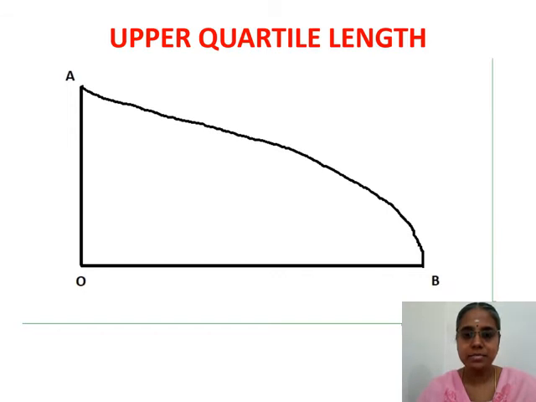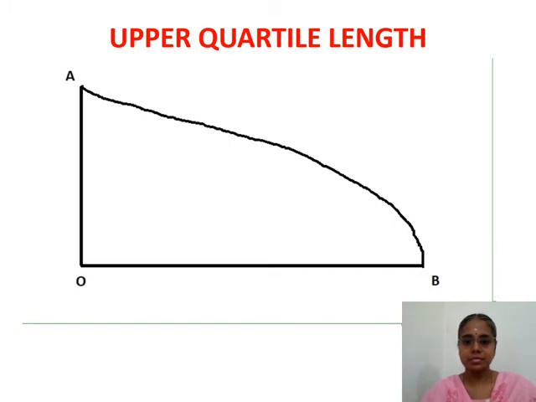Quartile length. From the word, you will be able to understand it is some quarter and an upper quarter. Say in a class, there are 100 students. The mark above which the top 25 students are there is called as upper quarter.